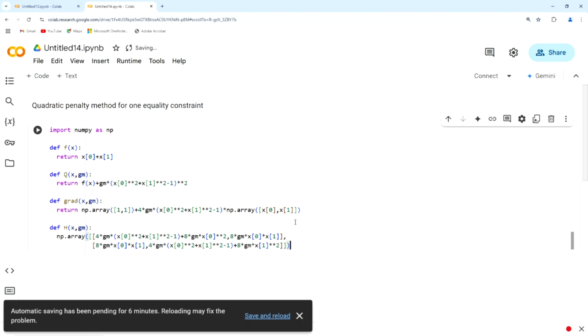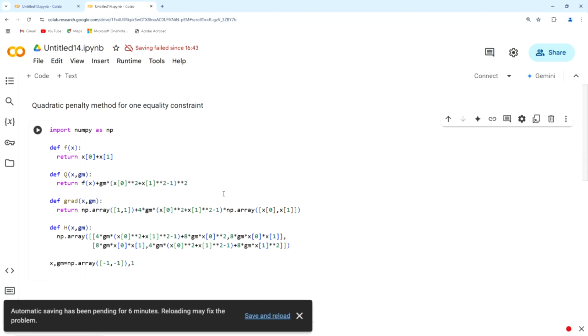So, I have defined q, I have defined the gradient, I have defined the Hessian, okay. Now, we will move to the code. So, let me just define a starting point. So, let us say -1 comma -1, okay. And let me start with some value of gamma which is 1, okay.